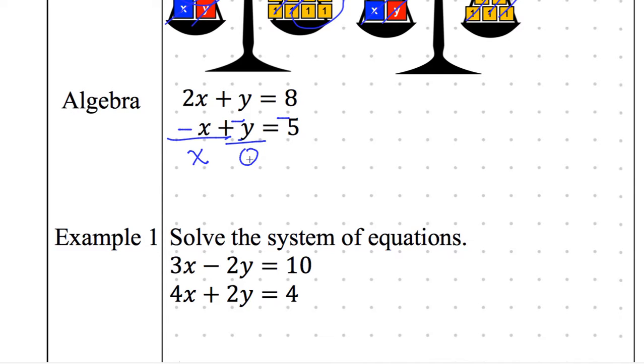Yeah, y minus y is just 0. So x plus 0 is equal to 8 minus 5, which is 3. Therefore, x is 3. That's half of it.